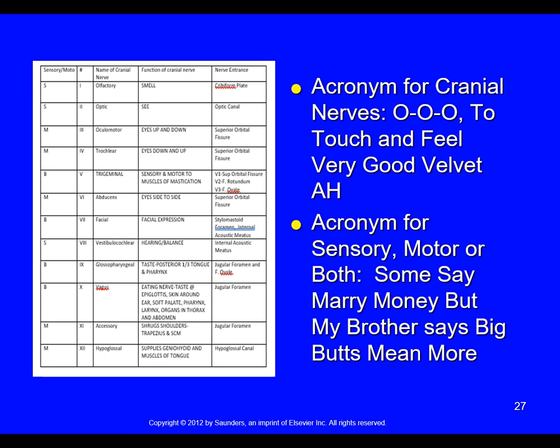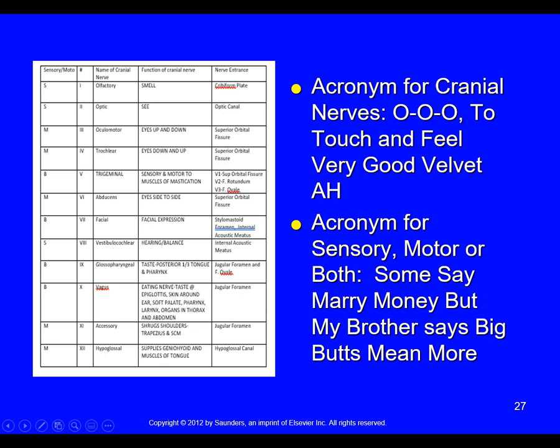So when we go down this list, some say marry money, but my brother says big butts mean more, and then to touch and feel, very good velvet. We've got our song that we also do.